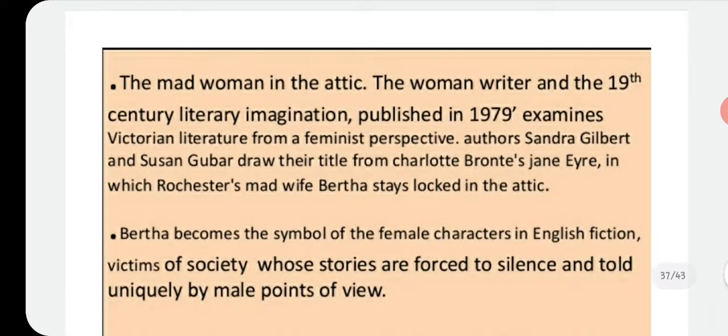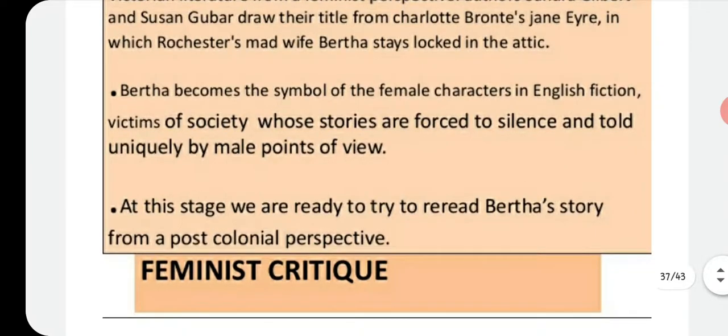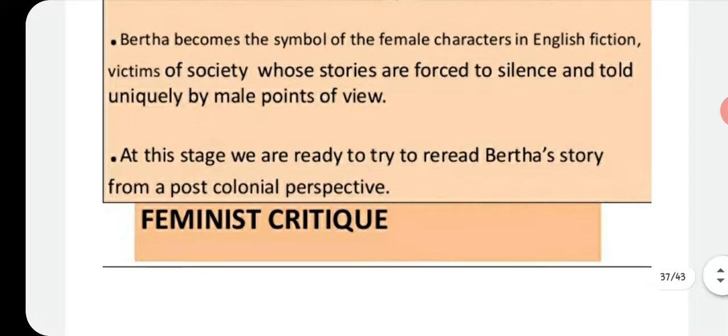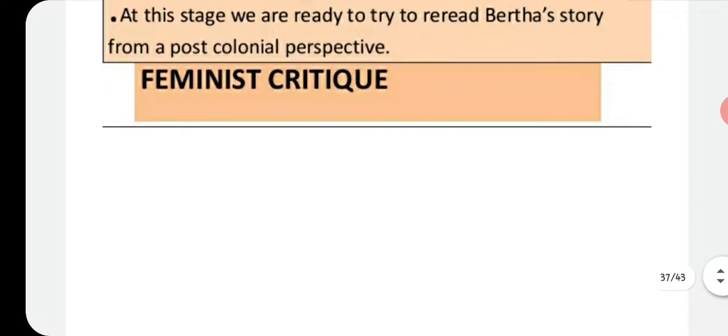We talk about the madwoman in the attic. She symbolizes how women can get their due rights if they do not pretend to be psychologically disturbed but are wise. Bertha becomes the symbol of the female characters in English fiction, victims of society whose stories are forced into silence and told uniquely from the male point of view. At this stage, we are ready to reread Bertha's story from the postcolonial perspective.